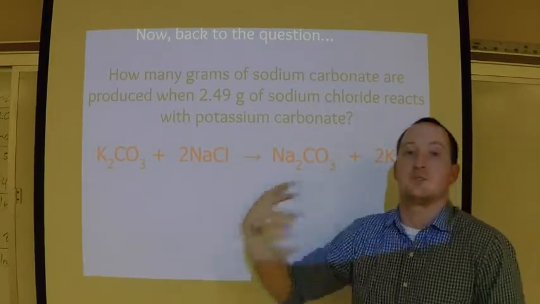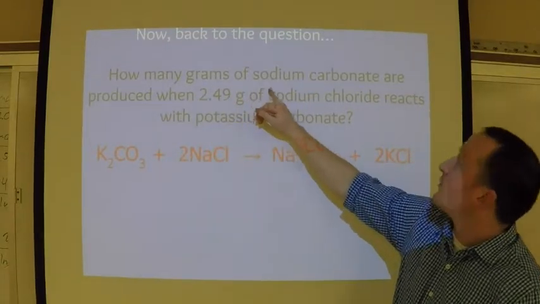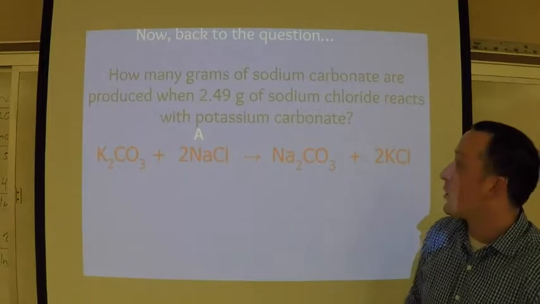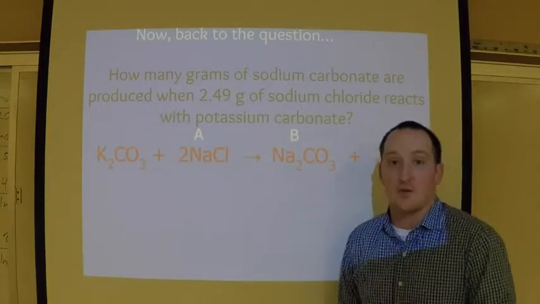And then substance B is what the question asks us for. It says how many grams of sodium carbonate. So I'd find sodium carbonate on here. It's right there. So I'd label my A and I'd label my B. Okay?